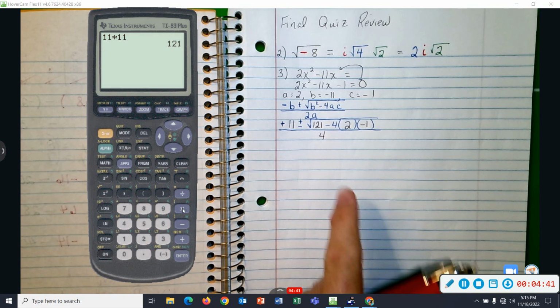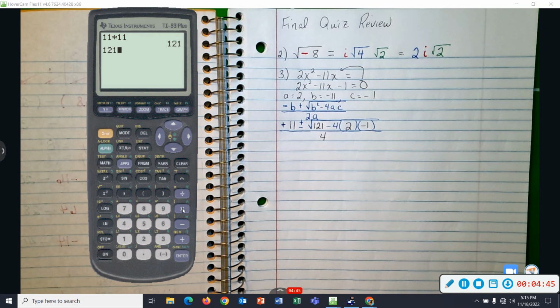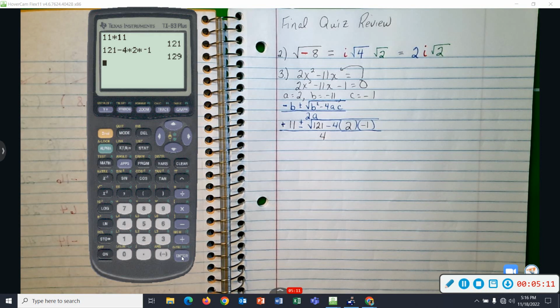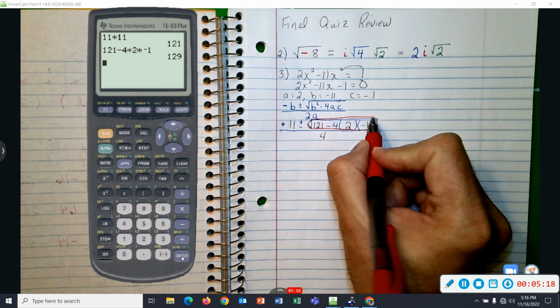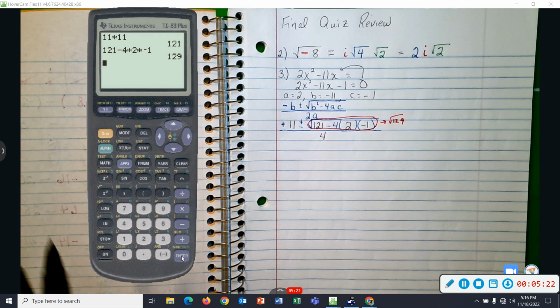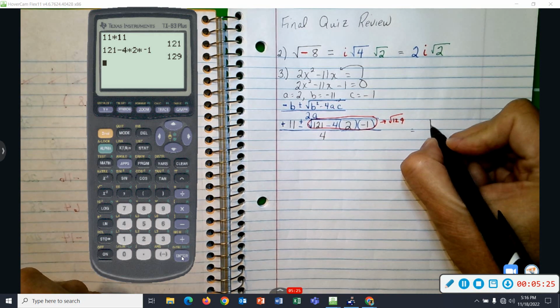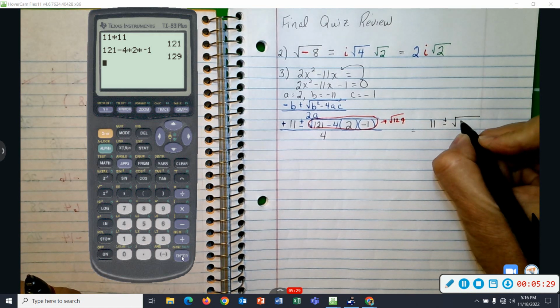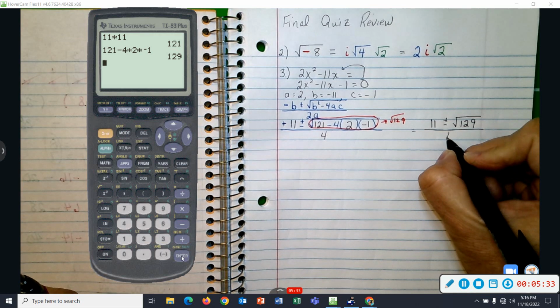Now let's simplify underneath that square root symbol. 121 minus 4 times 2. Oops, messed up. 121 minus 4 times 2 times a negative 1. That's going to be plus 8. So 121 plus 8 is 129. So I'm going to replace all of this with the square root of 129. Let me write it all in one color here: 11 plus or minus square root 129 all over 4.